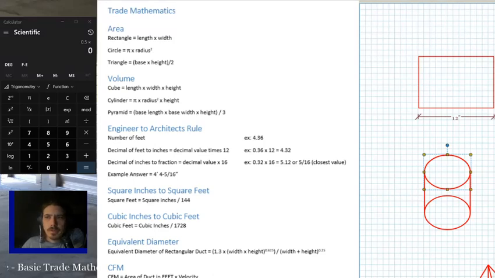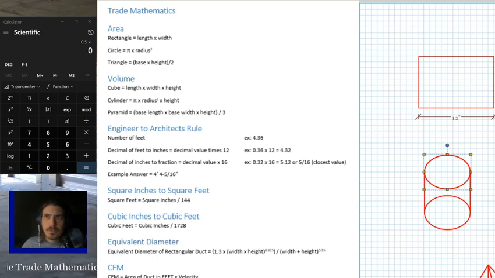Alright, the goal tonight is to go over a little bit of trade mathematics. It's going to be very basic math, nothing too complicated, simple stuff. I'm not going to go over how to add, subtract, multiply, or divide. If you need that, go find a math tutor. But we're going to go over some basic math that we're going to need to know for this year. So, it's mostly simple stuff.